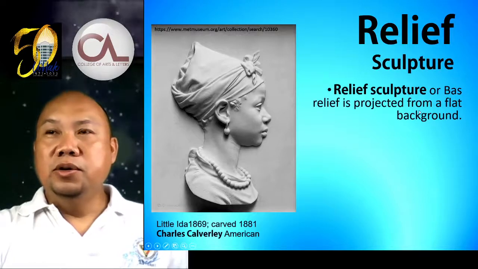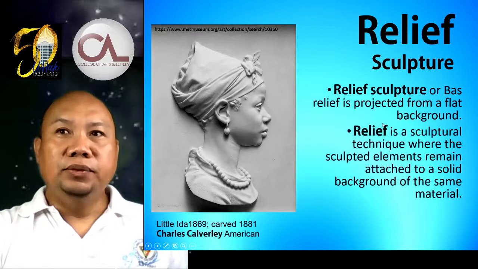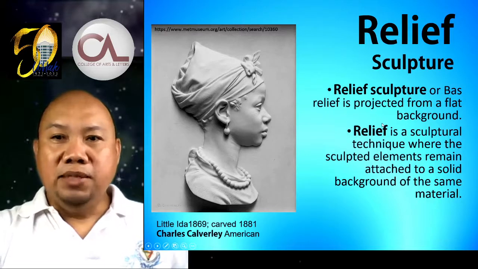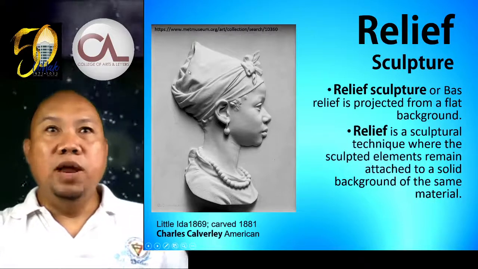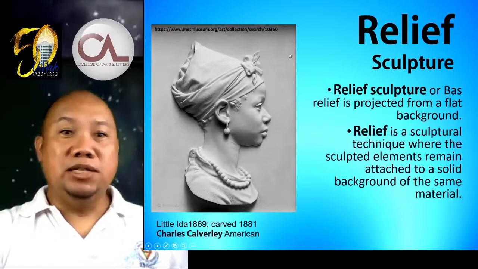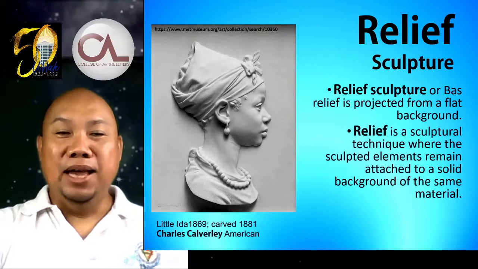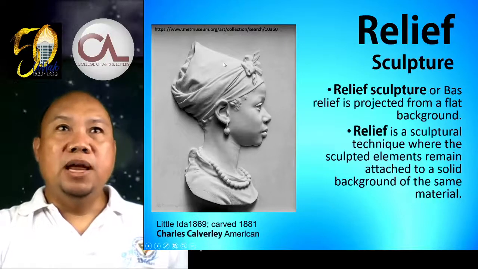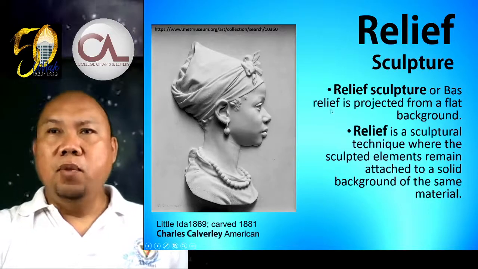Now, so what else? A relief is a sculptural technique where the sculpted elements remain attached to a solid background of the same material. So this one is white. It might be this material, it might be a plaster, which we discussed about the painting that is applied on the plaster. But this plaster can be used as a material medium for sculpture. So what is relief?